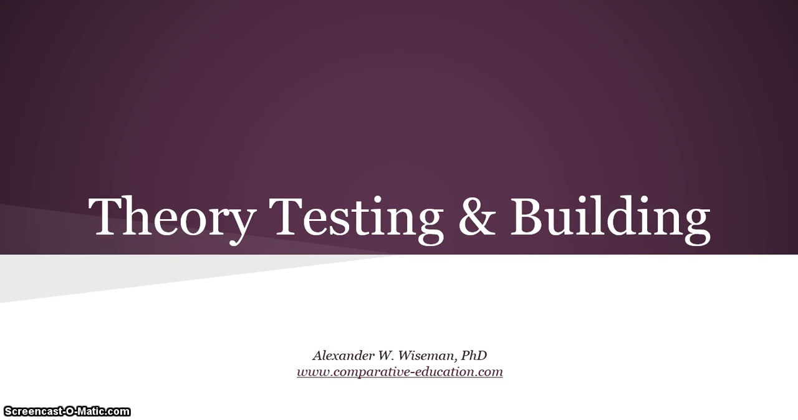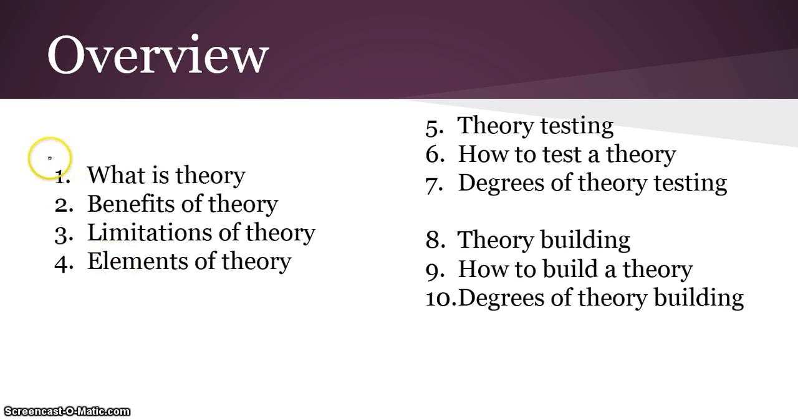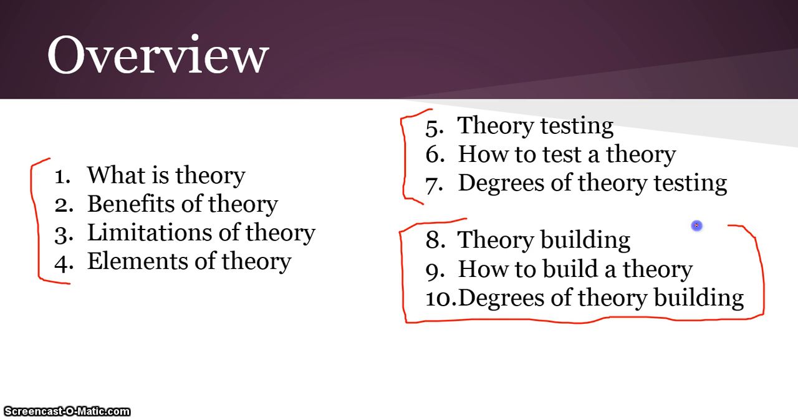This is the third in a series of 3 screencasts looking at theory testing and building. We spent some time in the first screencast talking about what is theory and what are some of the benefits, limitations, and elements. In the second screencast, we talked about theory testing, how to do it, and what the degrees of theory testing might be if we were to look at published work that was testing theory. And in this screencast, we're going to talk about theory building, which is essentially what is it, how do we build theory, and then how do we identify theory building in work when we're reading it.